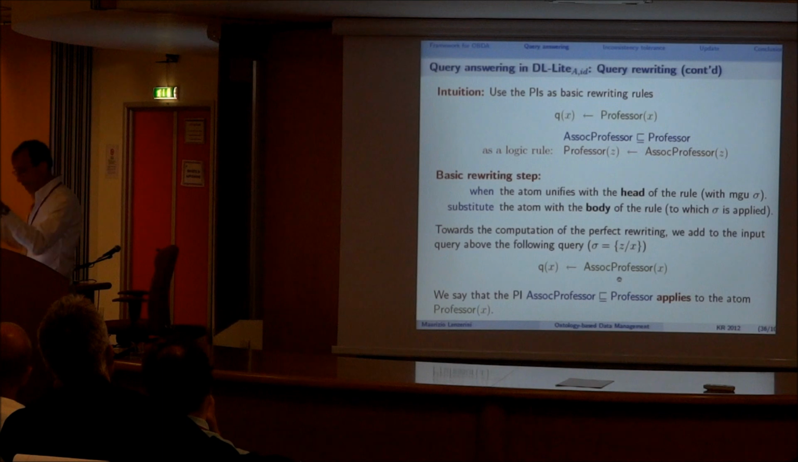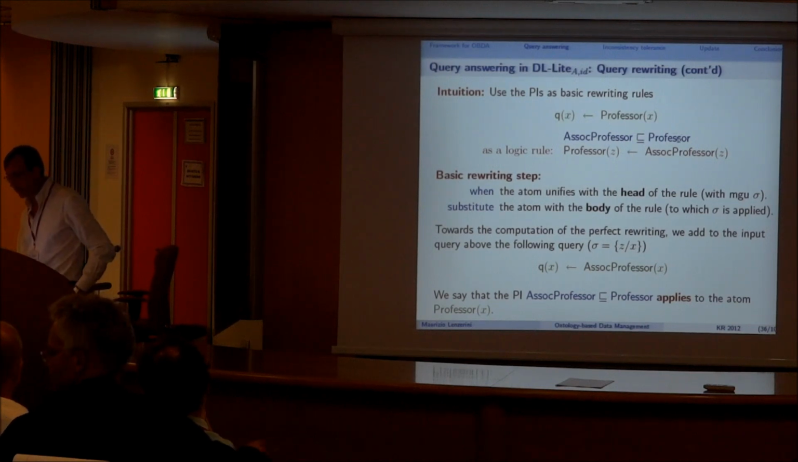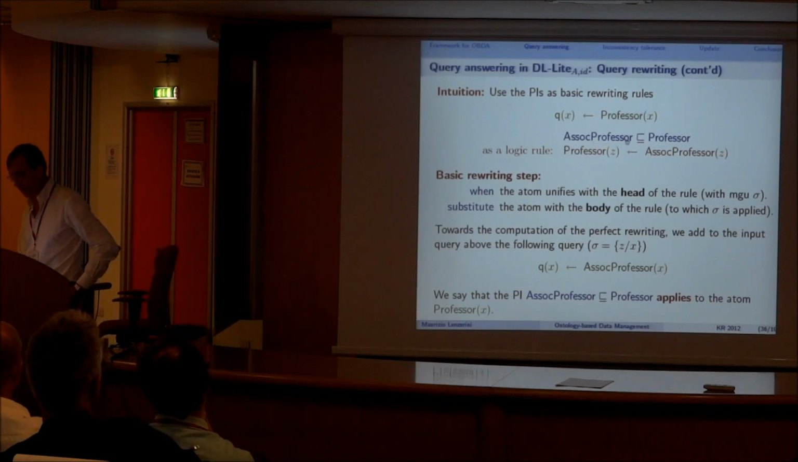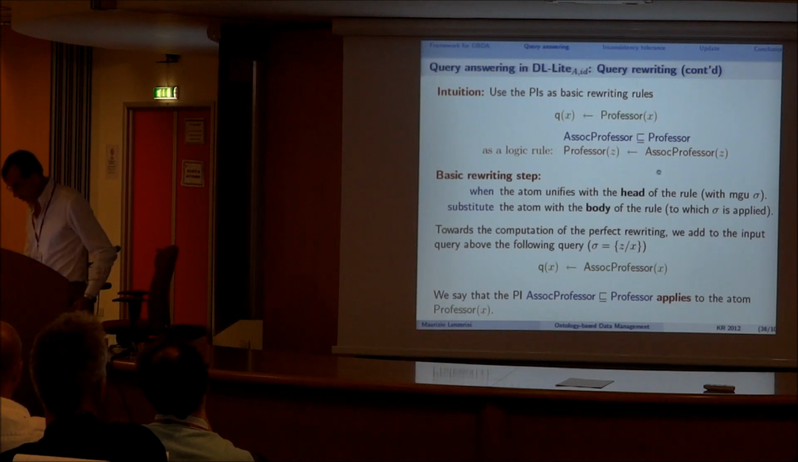You have your conjunctive queries, let's say, for example, this query, Professor X. And you have axioms in your ontology. For example, you have the axiom that the associate professor is a professor. You use these axioms as a logic rule, and you rewrite your query by substituting professor with an associate professor. So this is a basic rewriting step. You have to be careful to understand which are the conditions to terminate, but this is the basic rewriting step that you can do.